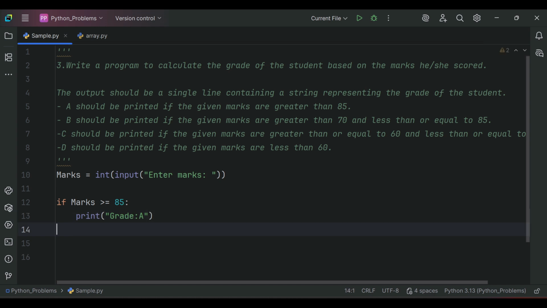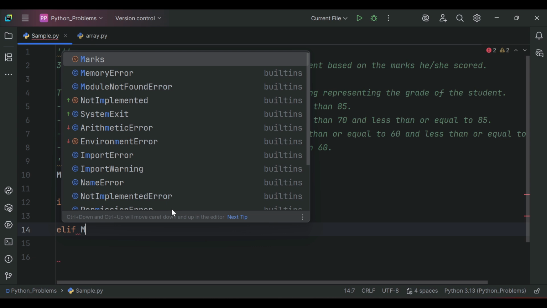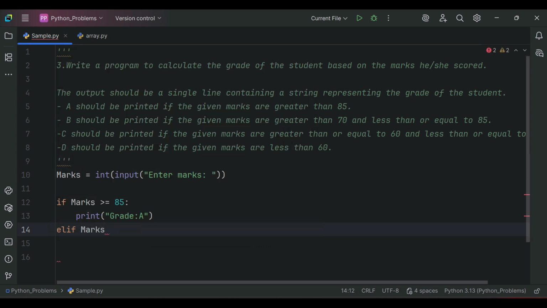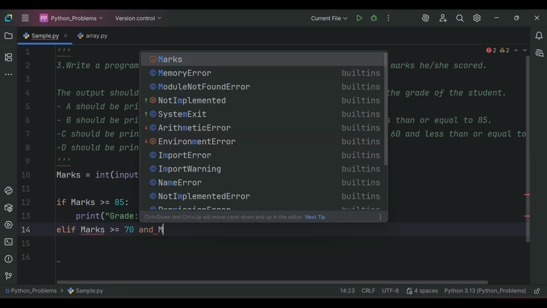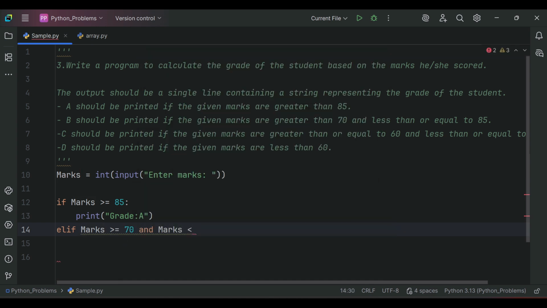Now see here, elif marks. What is the second condition? B should be printed if the given marks are greater than 70 and less than 85. Okay, greater than or equal to 70, take 70 as coming under B grade. Marks is greater than or equal to 70 and marks less than 85. At that time what is the output? Grade B.